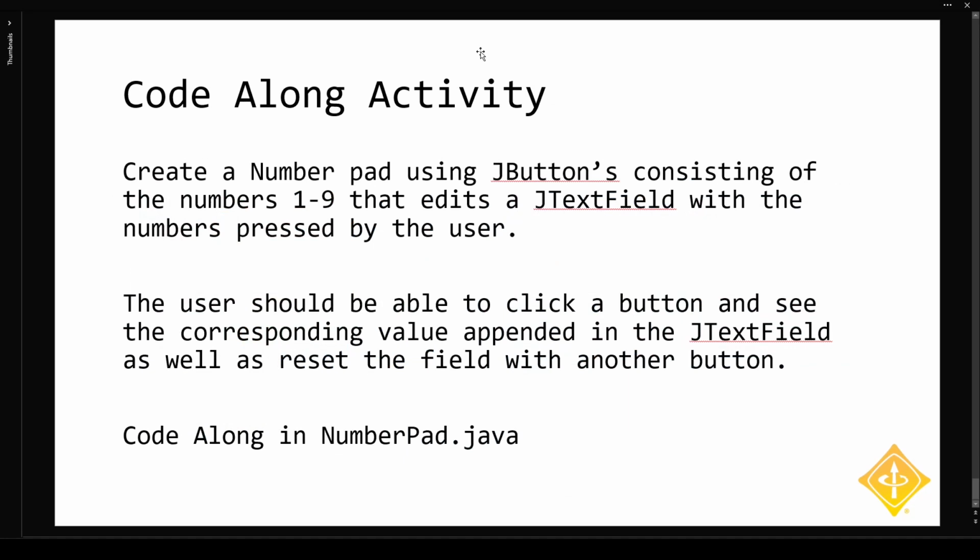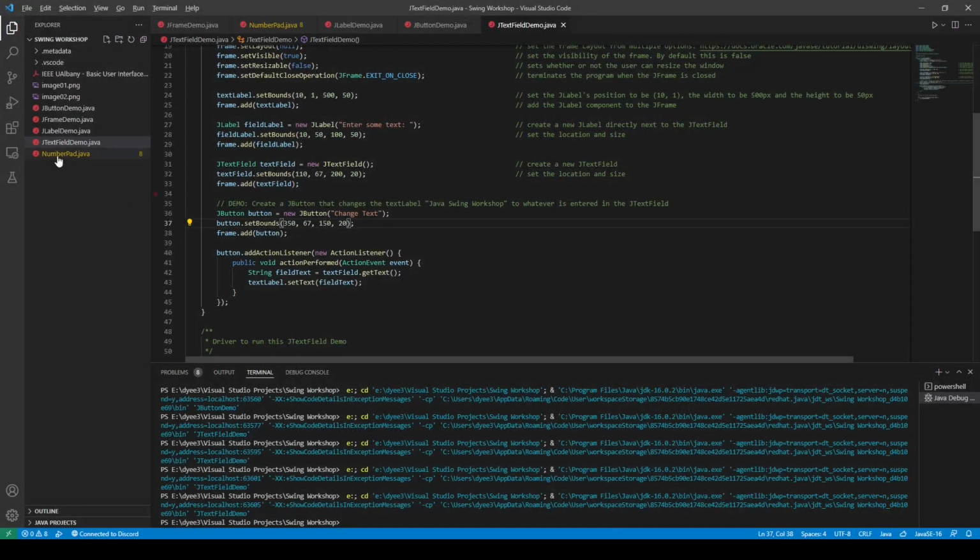So now we're pretty much almost at the end of the workshop. We're going to do a quick code along activity where you can code your own UI. So we're going to create a number pad using 9 JButtons, consisting of the numbers 1 to 9, that edit a JText field with the numbers pressed by the user. So if I press 123, 123 will appear in the JText field, and it'll keep appending until either it runs out of space or I don't know what happens if it runs out of space. There will also be a reset button such that it'll just empty the JText field. So you can code along in numberpad.java, which has imported, I believe, everything that you would need, and probably more.